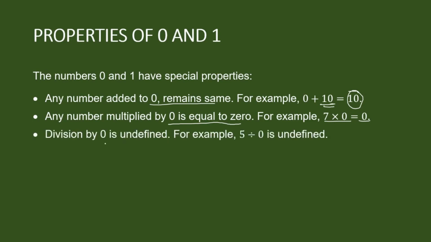Division by 0 is undefined. Remember that. For example, 5 divided by 0 is undefined. 10 divided by 0 is undefined. Division by 0 is undefined.